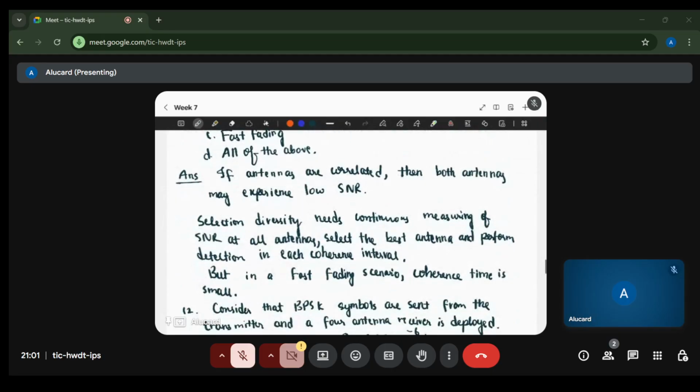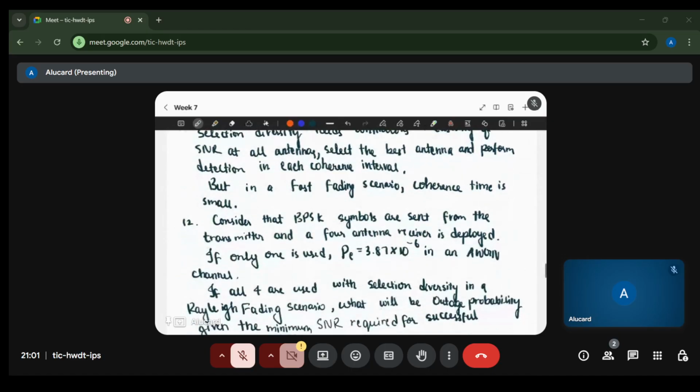And in a fast fading setting, coherence time is very small, so when you do selection diversity, you might not be able to measure, detect, and perform detection within the small coherence time.